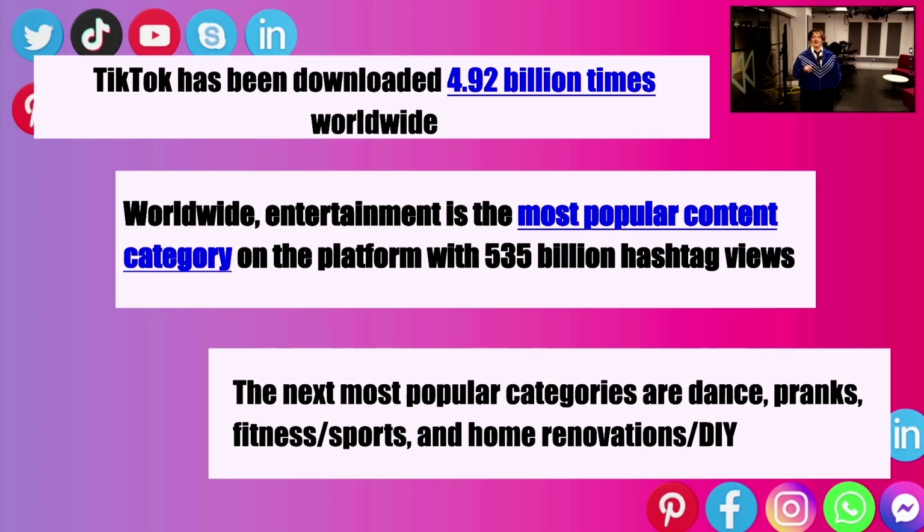Which brings us on to the fact that worldwide, entertainment is the most popular content category on the platform with 535 million hashtag views. Again, a staggering number. If we think about that number and put it into context, 535 billion. Yeah. The next most popular categories are dance, pranks, fitness, sports, and home renovations, DIY. I'm sure lots of you have searched these categories before, particularly the pranks, fitness, sports, dance.